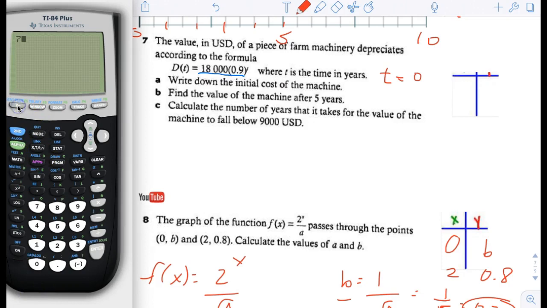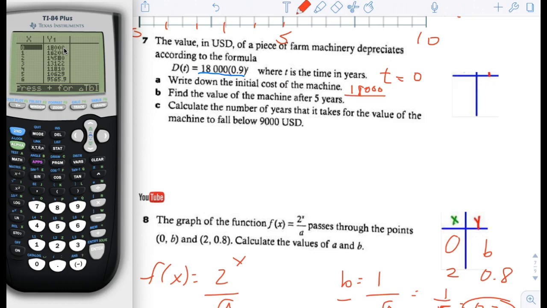That makes sense, right? So let's just do it with the calculator, as an alternate way in case you forget. We'll go y equals, and put the equation in there, since they were nice enough to give us an equation: 18,000 times 0.9 to the t power, using x for t. Then we look at the table. At time equals 0, the value of the machine is 18,000. So that is the initial cost of the machine. Okay, so we'll write that down: at t equals 0, the initial cost of the machine is 18,000.